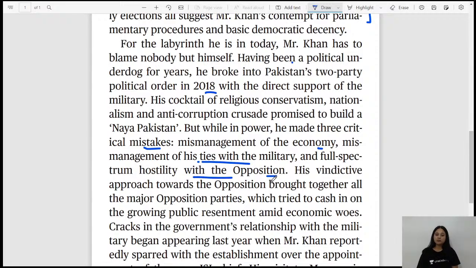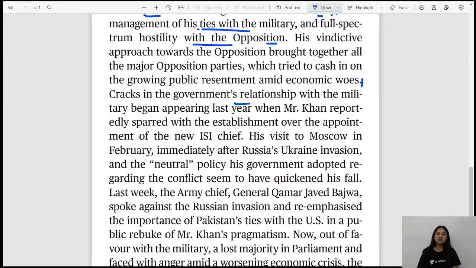His vindictive approach towards the opposition brought together all the major opposition parties, which tried to cash in on the growing public resentment amid economic woes. Cracks in the government's relationship with the military began appearing last year when Mr. Khan reportedly sparred with the establishment over the appointment of the new ISI chief. His visit to Moscow in February, immediately after Russia's Ukraine invasion, and the neutral policy his government adopted regarding the conflict seemed to have quickened his fall.